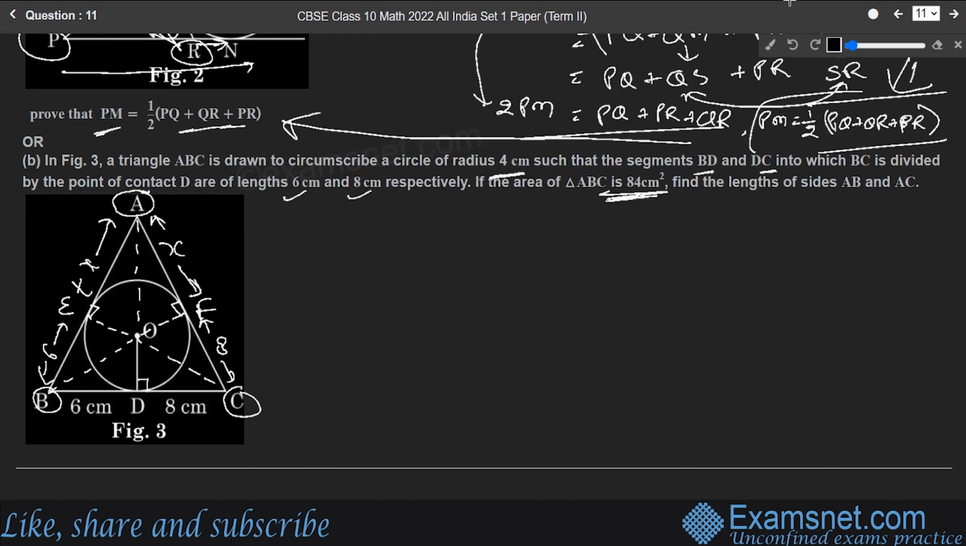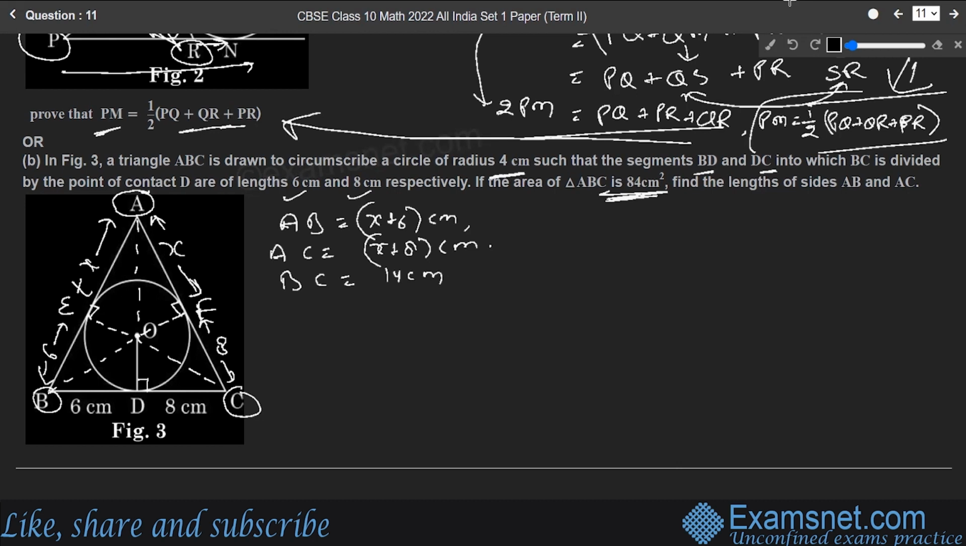Now we have the lengths of all the sides of the triangle, in terms of X. Now let us begin the question. We can say by the figure that the total length of AB is X plus 6 centimeters, and the total length of AC is X plus 8 centimeters as per the figure drawn. And the BC value is the sum of 6 plus 8, that is 14 centimeters. Okay, so these are the three lengths.